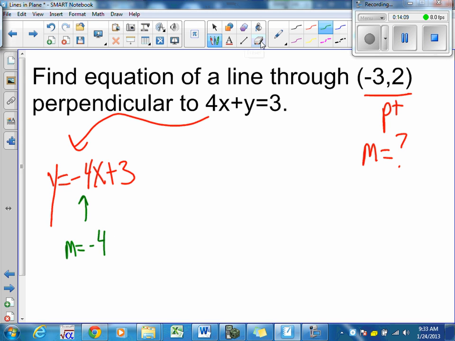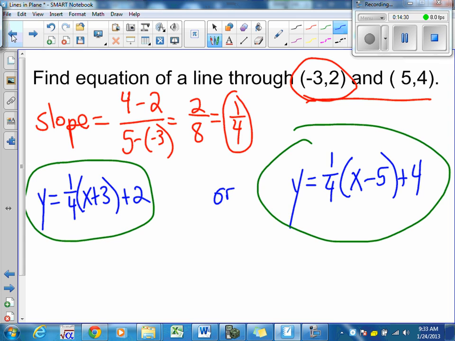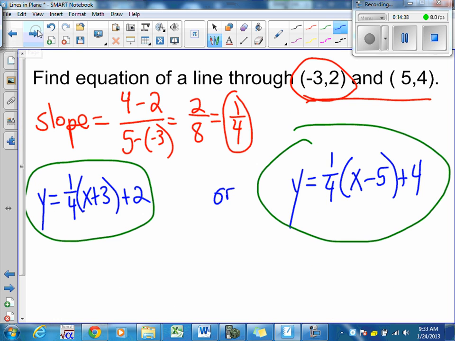So once I know that slope, what would my perpendicular slope be? You flip it, 1 over 4, change the sign, becomes a positive. And notice, I'm right back to the same question. So as we keep looking at these questions, we can change what's given. They give you a point and a slope. They give you 2 points. They give you a point and a line. But they all come down to asking the same thing.